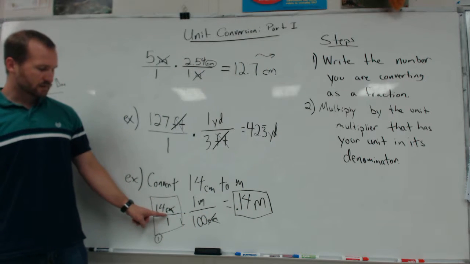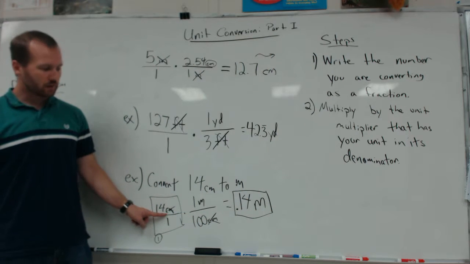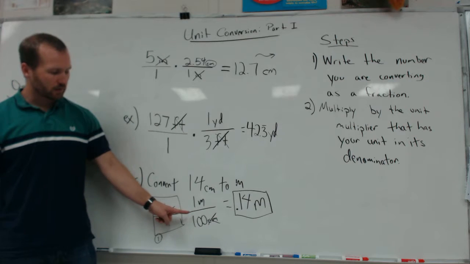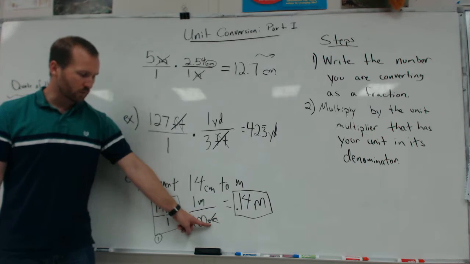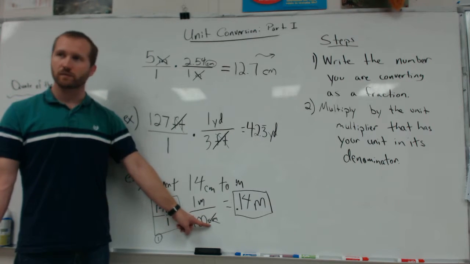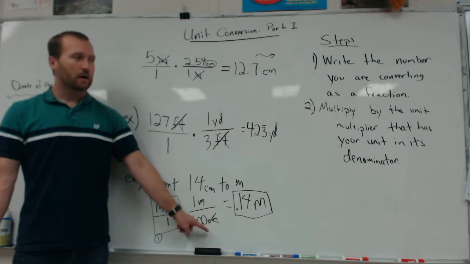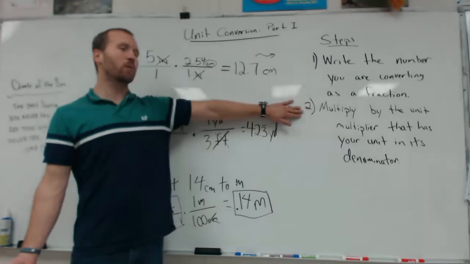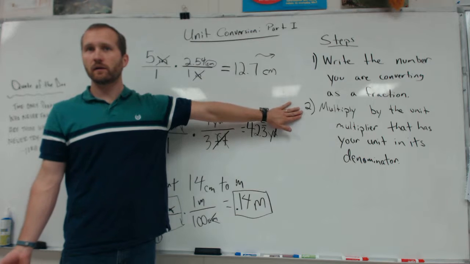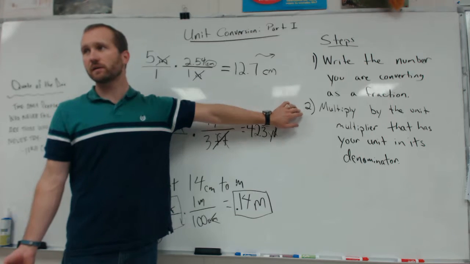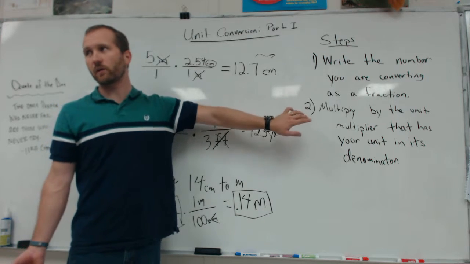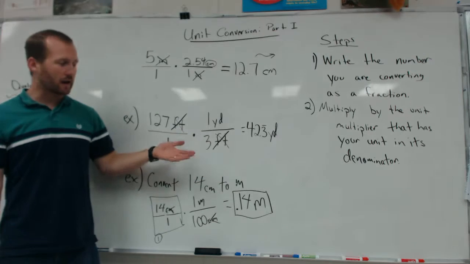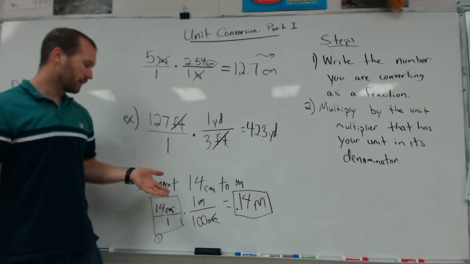My unit was centimeters, and so the unit multiplier that had the unit in the denominator was 1 meter over 100 centimeters. I will say this step will work for now. There are times when you actually want to cancel something out of your denominator.